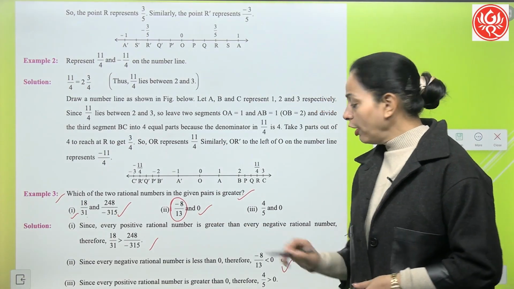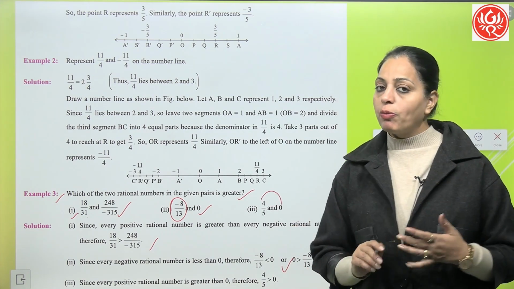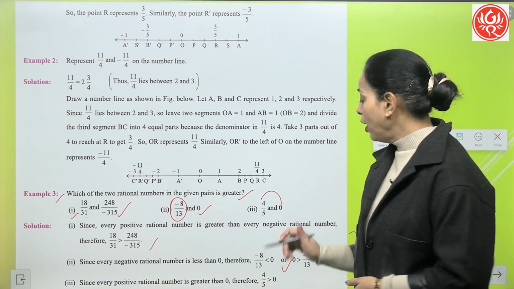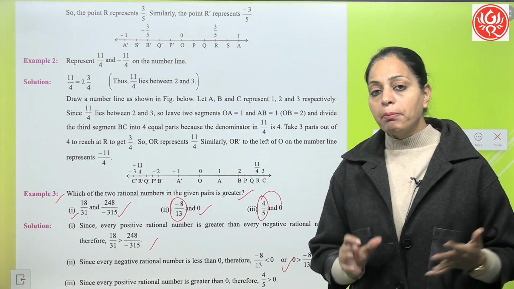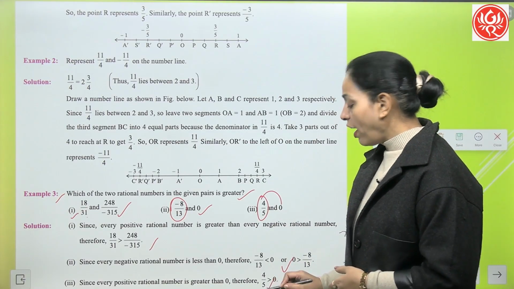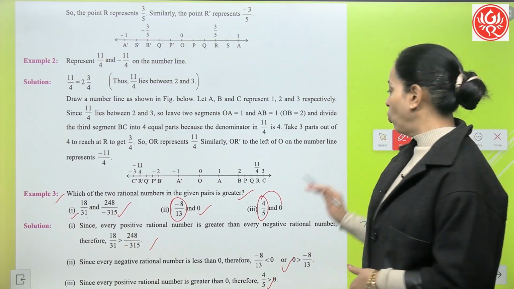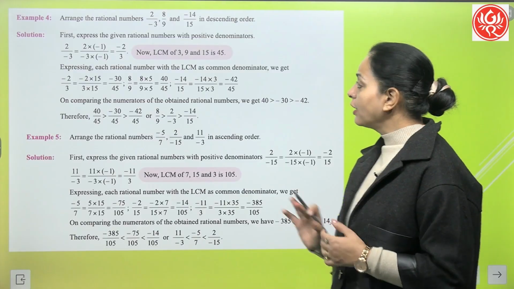Fine. Now here 4 by 5 and 0. 4 by 5 is a positive rational number, and any positive rational number is always greater than 0. So 4 by 5 is greater than 0. Right? I hope these are clear to you.